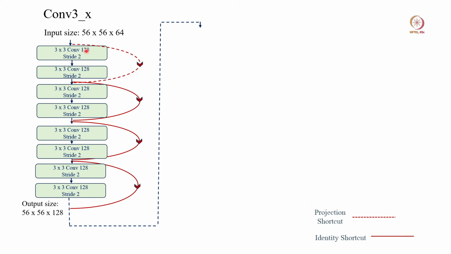Now, if we see the input size, the number of channels was 64, whereas here in the output size the number of channels has become 128. This is the reason we require the projection shortcut. I will explain it in the next slide.